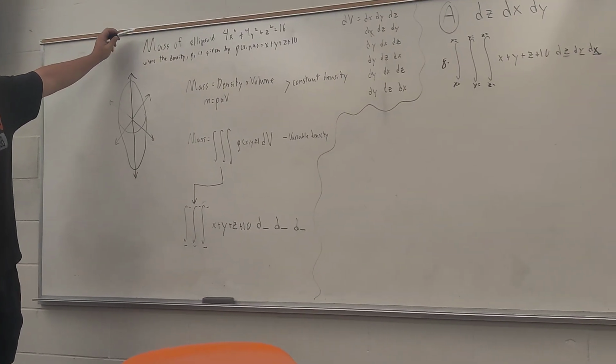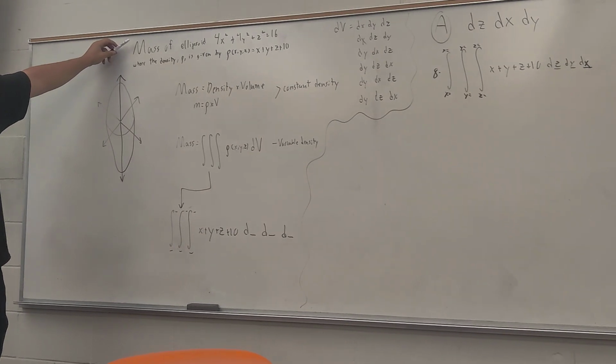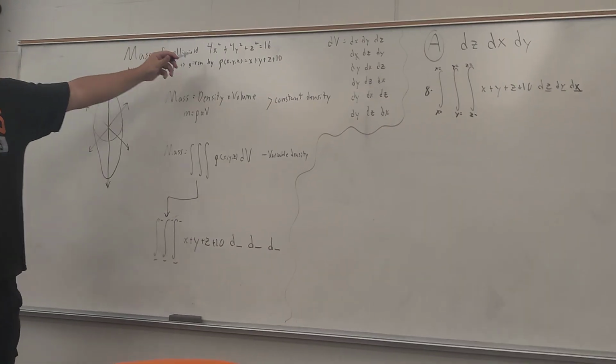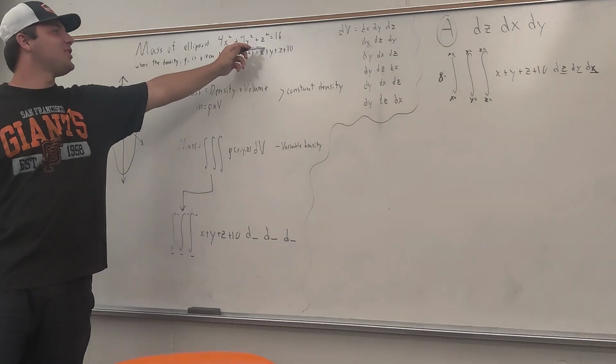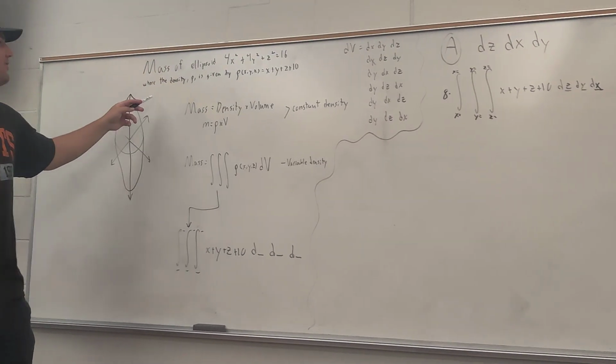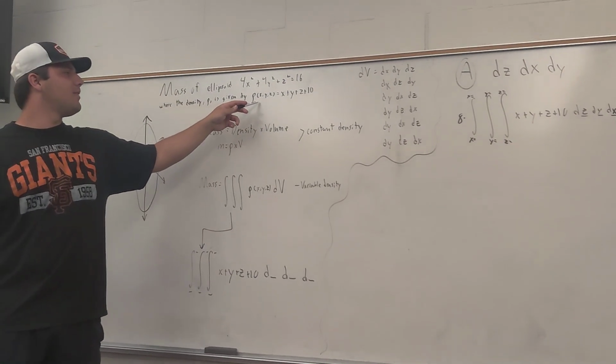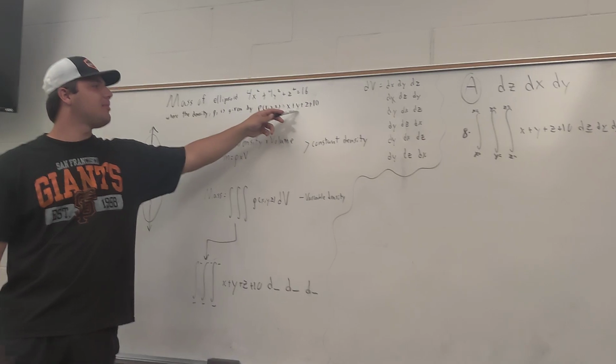Our problem, take two. Our problem is we have to find the mass of an ellipsoid, 4x squared plus 4y squared plus z squared equals 16, where the density rho is given by rho of x, y, z equals x plus y plus z plus 10.